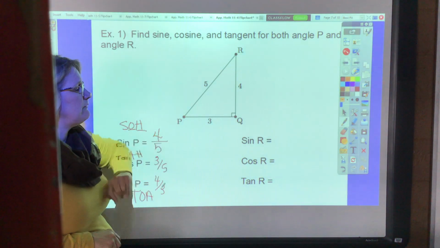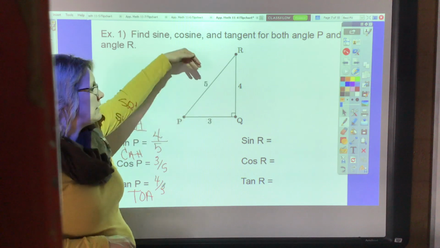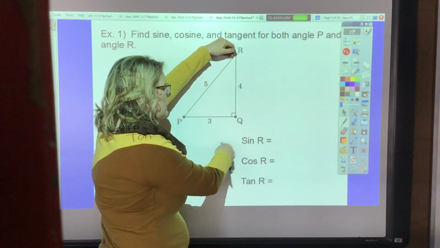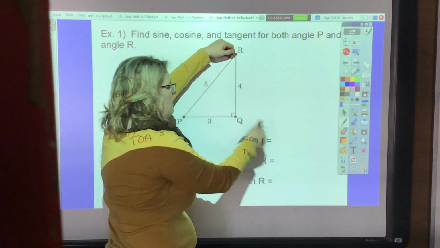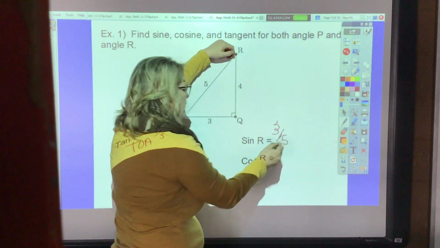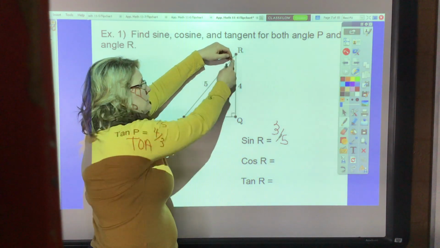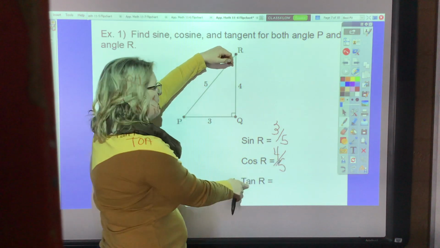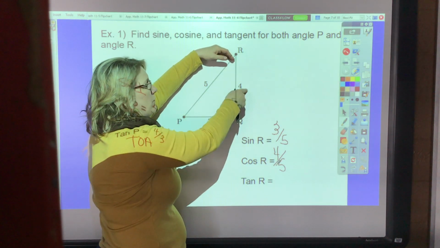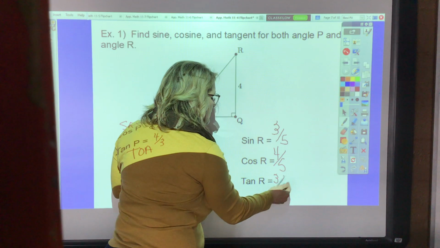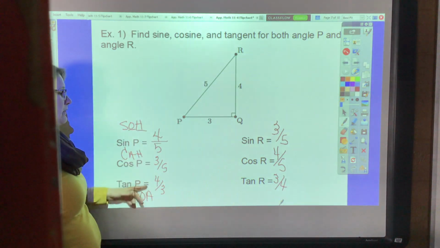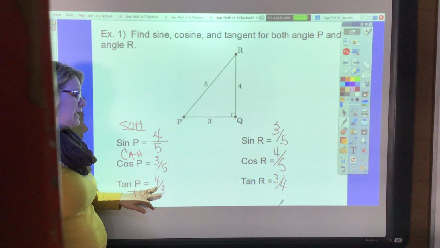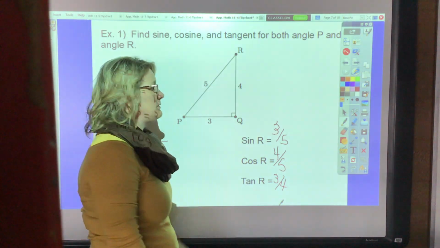Now you get slightly different results over here when I put my finger or my hand up at R. Now remember, sine is opposite over hypotenuse. Now this becomes 3 over 5. Cosine of R means adjacent over hypotenuse, so it's going to be 4 over 5. Tangent of R is opposite over adjacent, so I get 3/4. Now as you compare them, you look at this and go, oh, these two are flipped around, depending on the orientation, and tangent is just an inverse of each other.